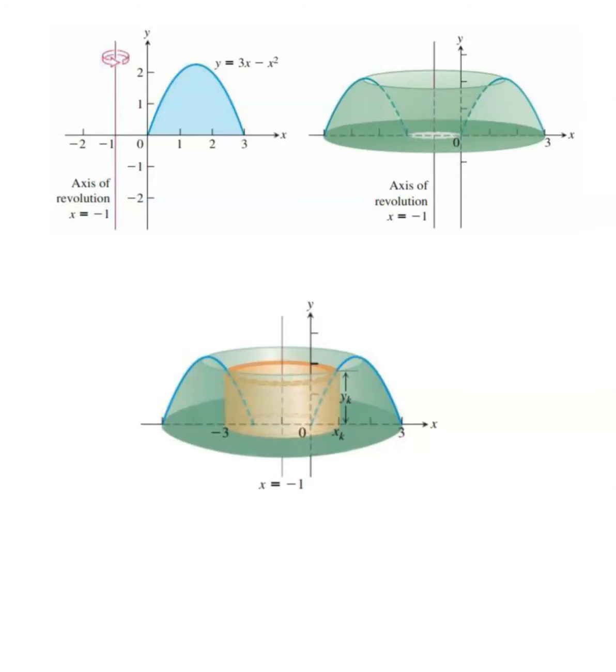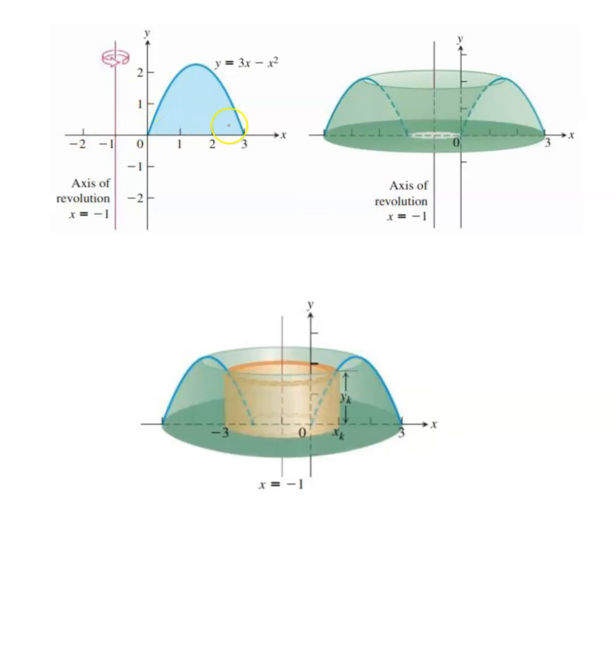Now, in the first image, we have the function y equals 3x minus x squared, which is a parabola, and that's a shaded region. And notice how it is not rotated about the x-axis, because it's actually hugging the x-axis. It's being rotated about x equals negative 1. That is the vertical line about which it's rotated, not the y-axis, but further away from the y-axis. So there will be a gap, as you can see, right? You see this gap here?